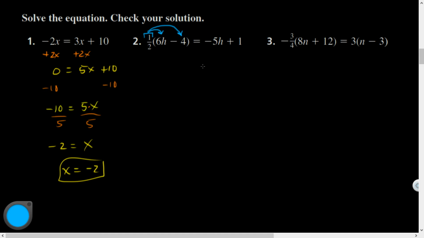Although, alternative route, if you were afraid of these fractions, you could actually have just multiplied both sides by the reciprocal. You could have doubled both sides first. But I'm not going to have you guys bother with that just yet. We're going to do this simple and straightforward and safe before we start adding flair to our combo kills here. 1/2 of 6 is 3h. Half of -4 is -2 equals -5h plus 1.